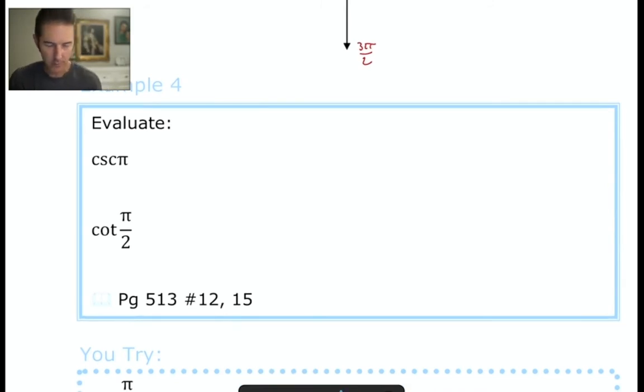So let's do this. Let's let go of these. Instead of doing cosecant of pi, let's talk about the sine of pi. And I'm going to use this as an opportunity to give you a little initial introduction to the graph of the sine function. And then we're going to talk about it in greater detail later.